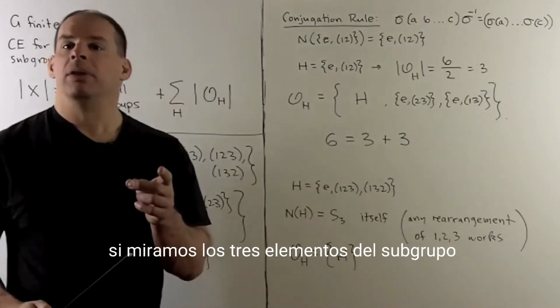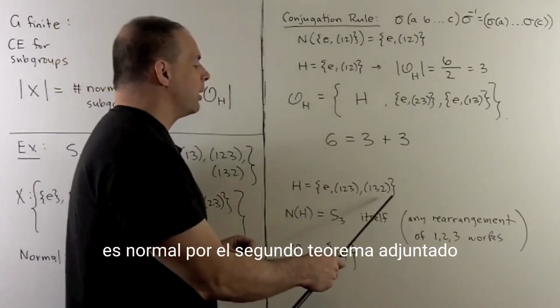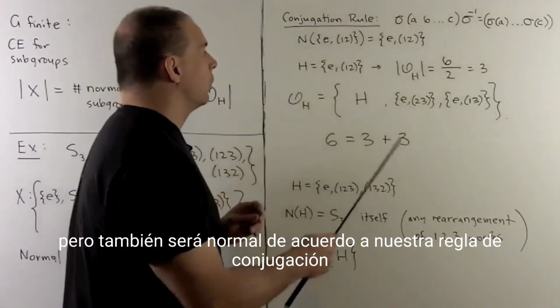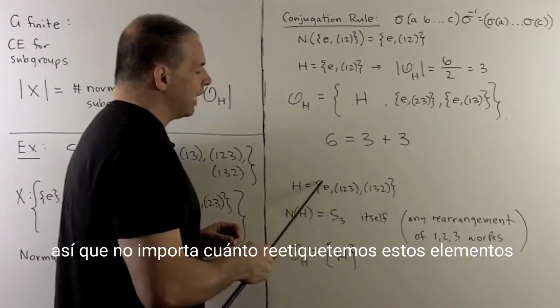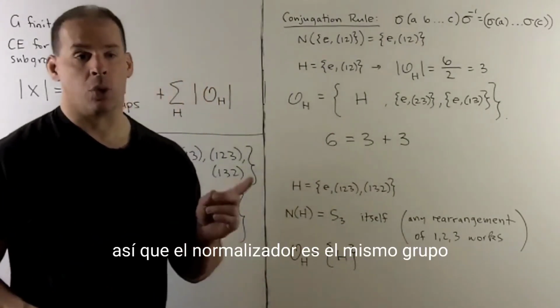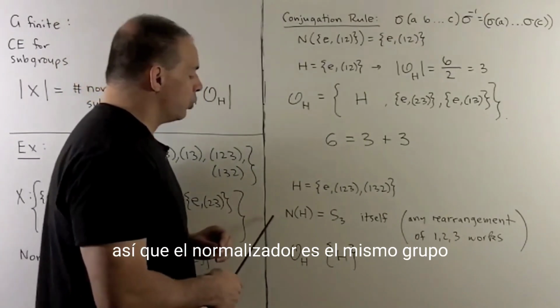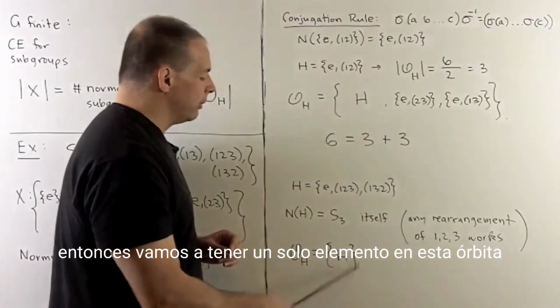If we look at the 3 element subgroup, it's normal by the index 2 theorem, but it'll also be normal according to our conjugation rule. So no matter how we relabel these elements, we're just going to get back the same 3 cycles. So it's normal, so the normalizer is the group itself. Then we're going to have a single element in its orbit.